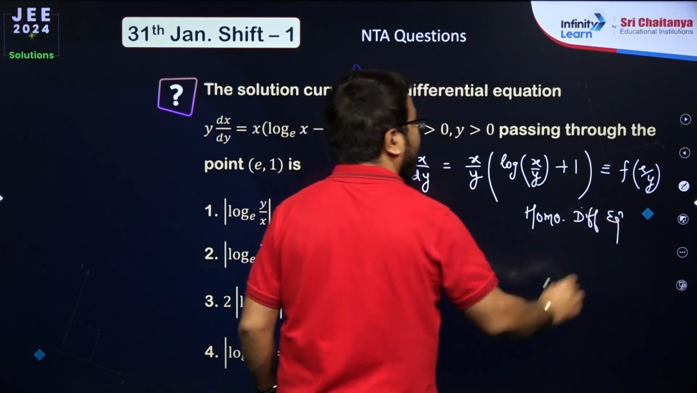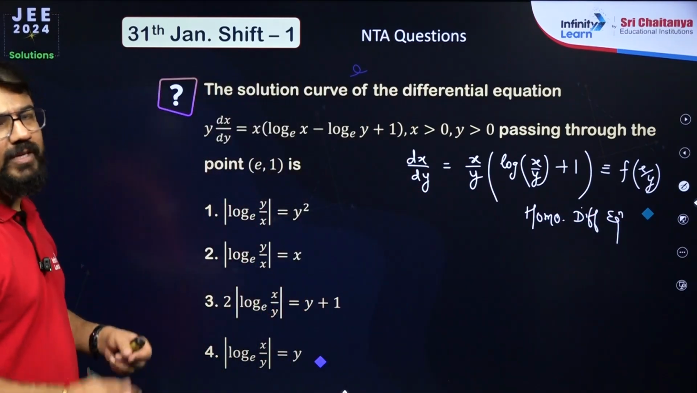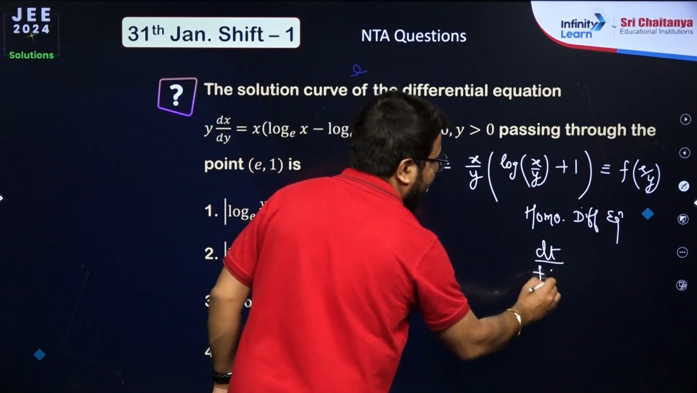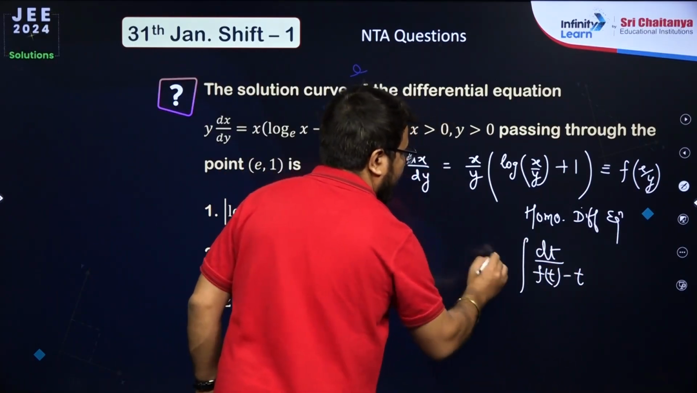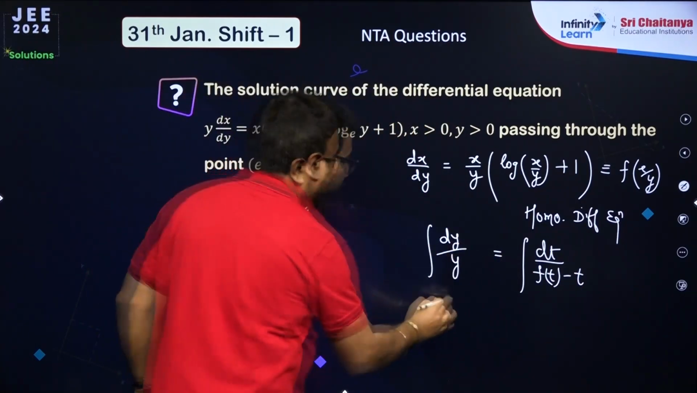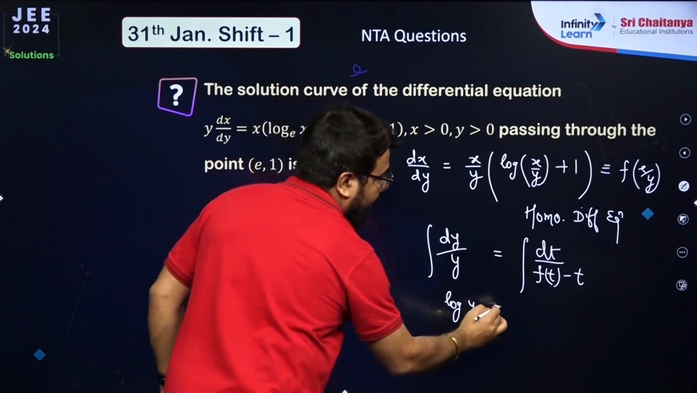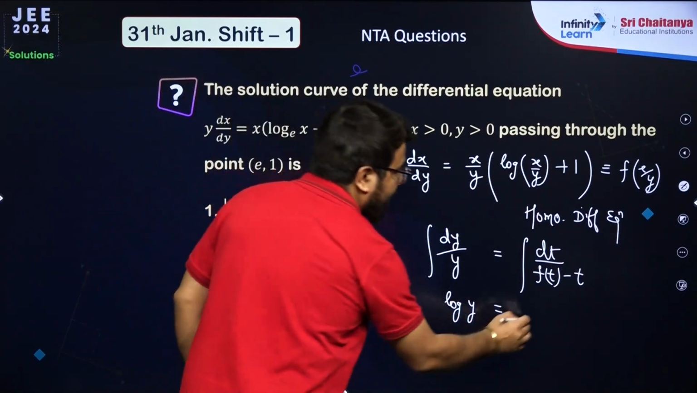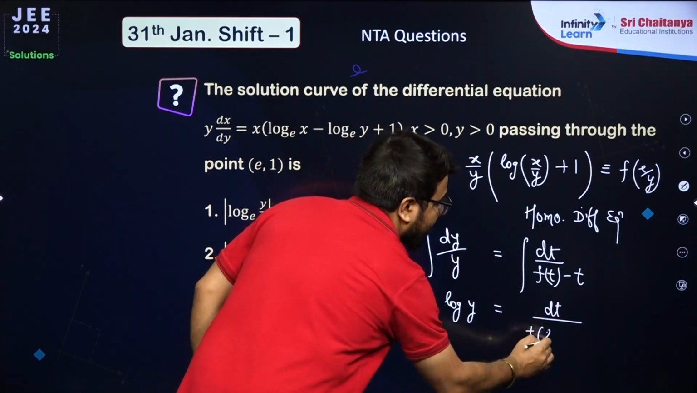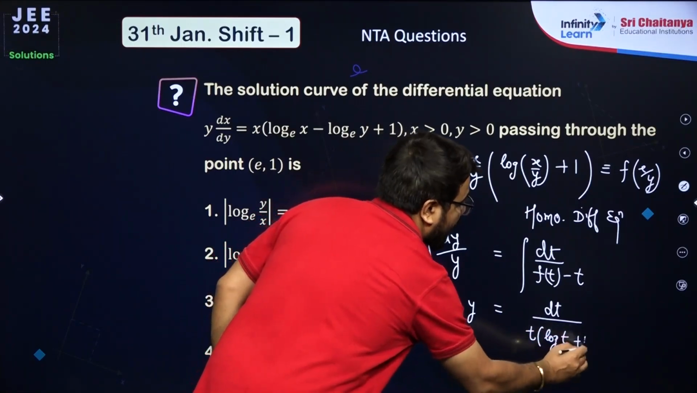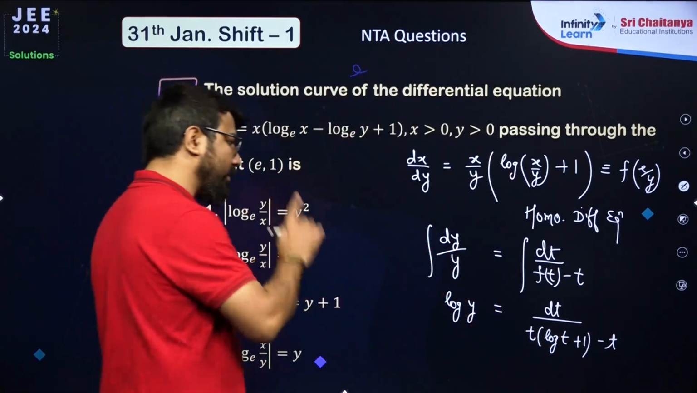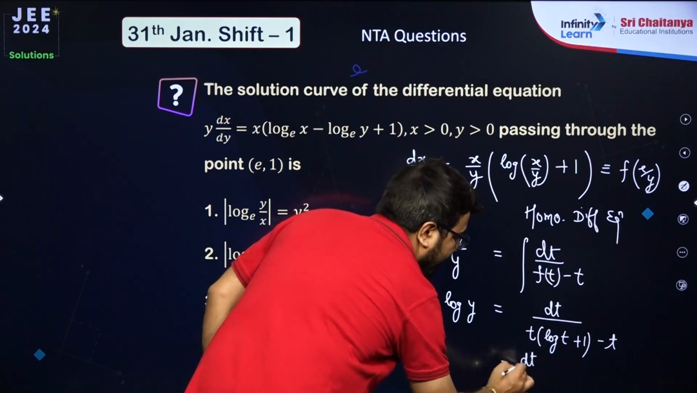And if this is a homogeneous differential equation, let us assume x upon y is a new variable t. So we can directly write here dt upon f of t minus t, and here we can write dy over y. So what is f of t? I just need to replace x by y with t. So it will be t times log t plus 1, and this is subtracted with t. So t and t get cancelled, and t log t would be there in the right hand side: dt over t log t.